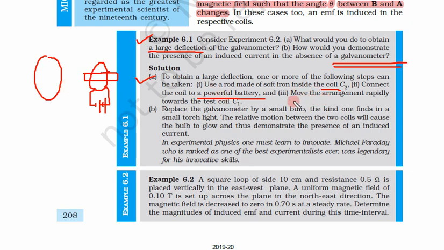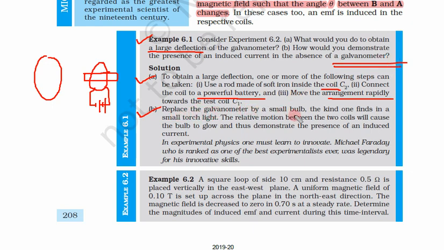Third thing is to move the arrangement rapidly. Rapid movement towards the coil. So three things we have. We can put a soft iron core. We can attach a powerful battery. And third thing is we can move much more rapidly. Now second part. Suppose we don't have a galvanometer, what would we do?